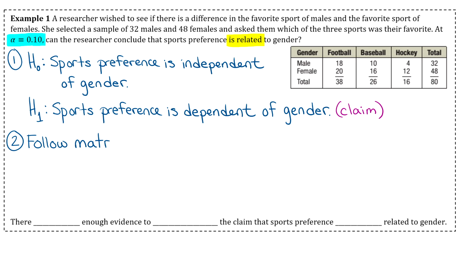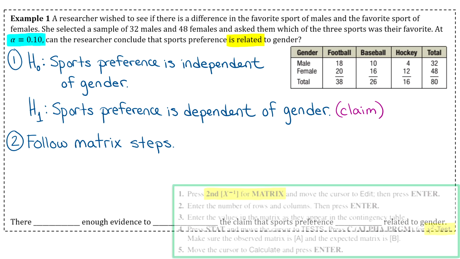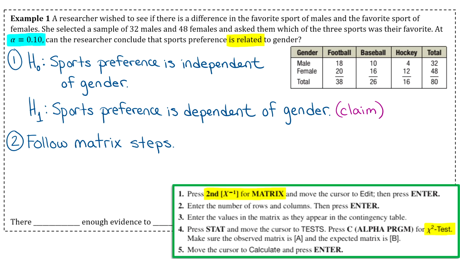Step 2, we're going to follow the steps that I gave you there in your notes for the matrix. I'll just put those up on the screen so we can all see them. And before we even go to the calculator, if the table that they give you in the question has totals on it, I would try to get into the habit of just right away crossing those out. Okay, we're not going to actually use those values at all.